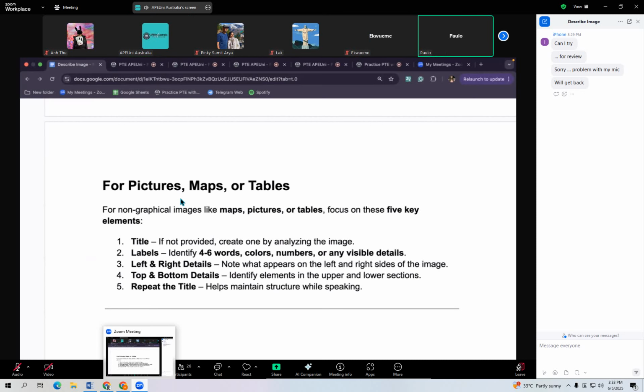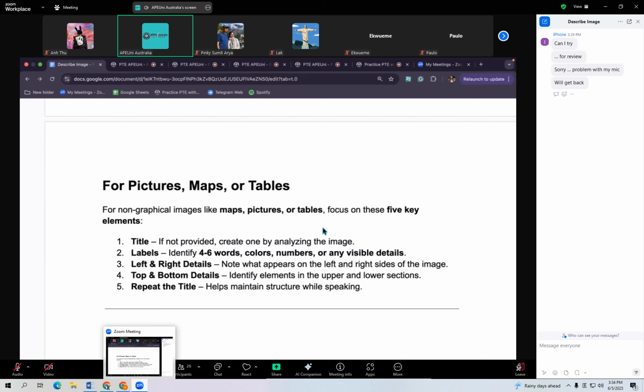Number two, the labels. No matter if things are written or not, it doesn't really matter. What you have to do is look at the image and figure out things that you can name, that you can pick up. How many? Not a lot, minimum 4, maximum 6 of them, right? Once you are done with that, again, you can actually repeat whatever you got as your labels.